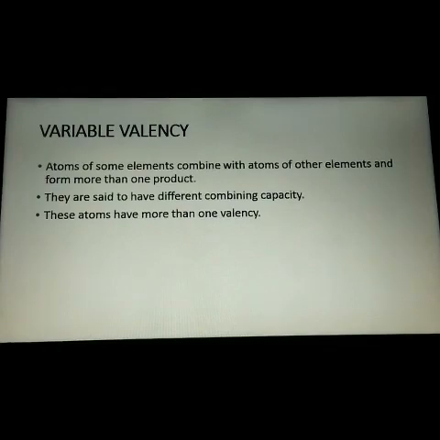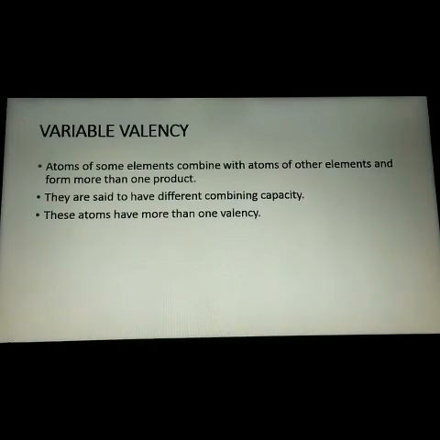And next, coming to the variable valency. Atoms of some elements combine with atoms of other elements and form more than one product. Thus, they are said to have different combining capacity. These atoms have more than one valency. Some cations exhibit more than one valency. For example, the copper element combines with oxygen and forms two different types of products. That is, one will be cuprous oxide and the other will be cupric oxide.